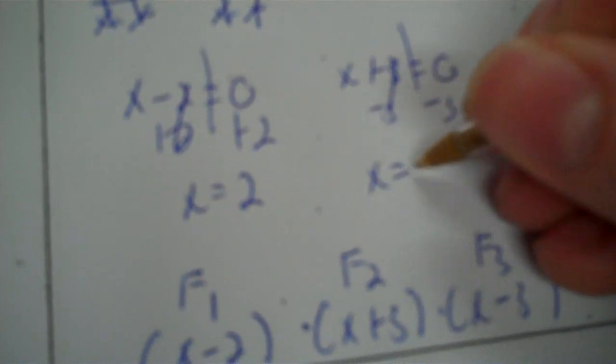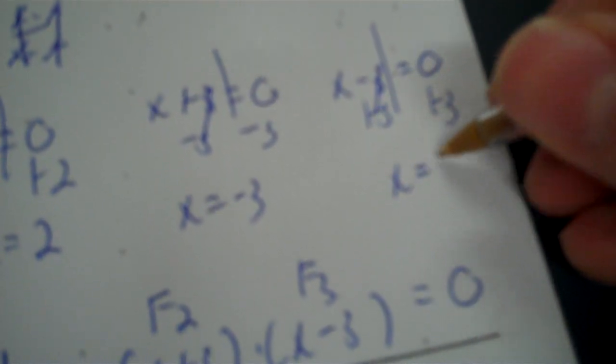So x minus 2 could equal 0, x plus 3 could equal 0, x minus 3 could equal 0. So we add 2 to both sides, and we get 2. We minus 3 from both sides, we get negative 3. Then we add 3 to both sides, and we get positive 3. So those are my 3 solutions.